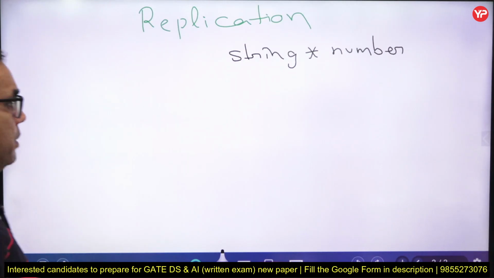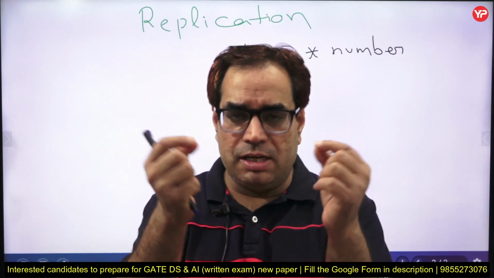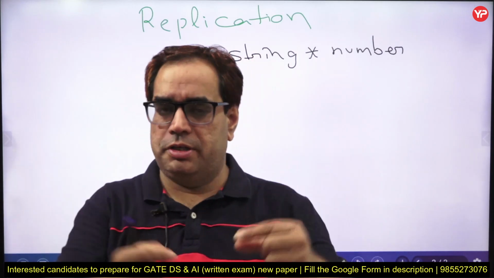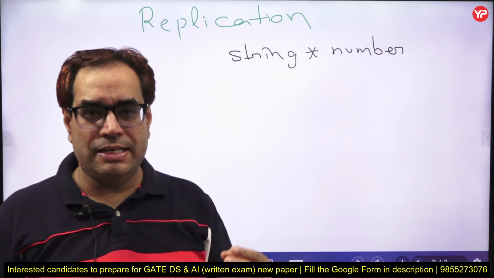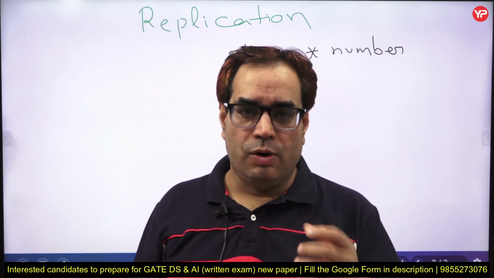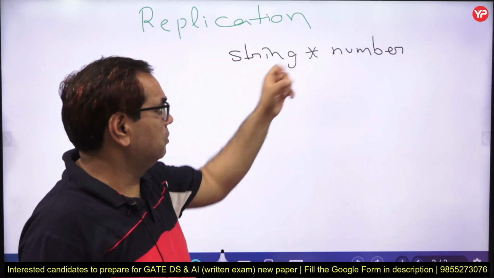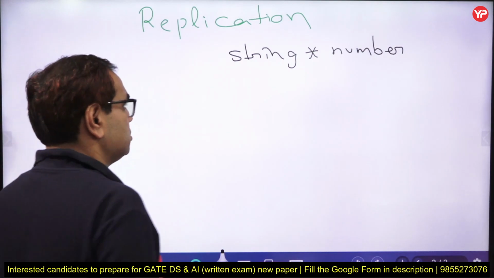Actually, this operator here is not working as a multiplication operator. If we have two numbers, two floats, or one float and one integer, or two integers, then it works as a multiplication operator. But right now it is not working as a multiplication operator. So what is the role of this asterisk symbol here? The meaning of this symbol here is replication. So what will it give to us?